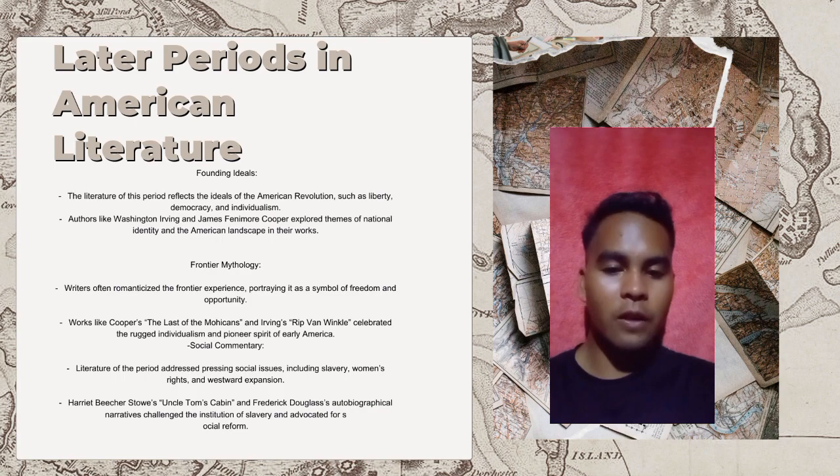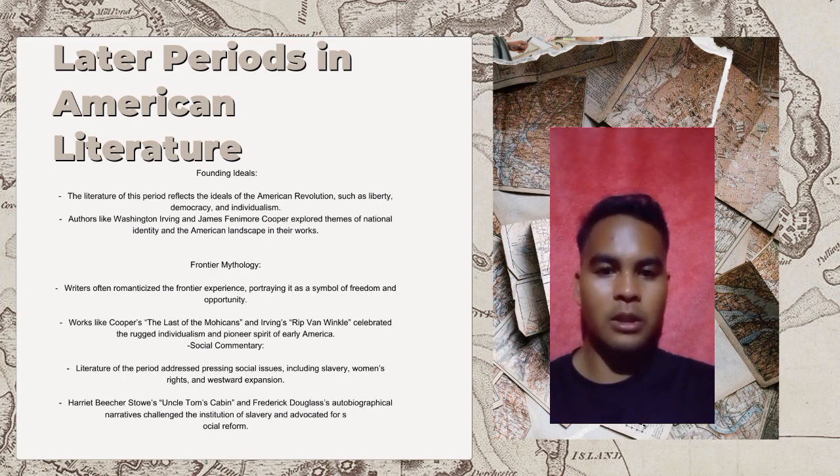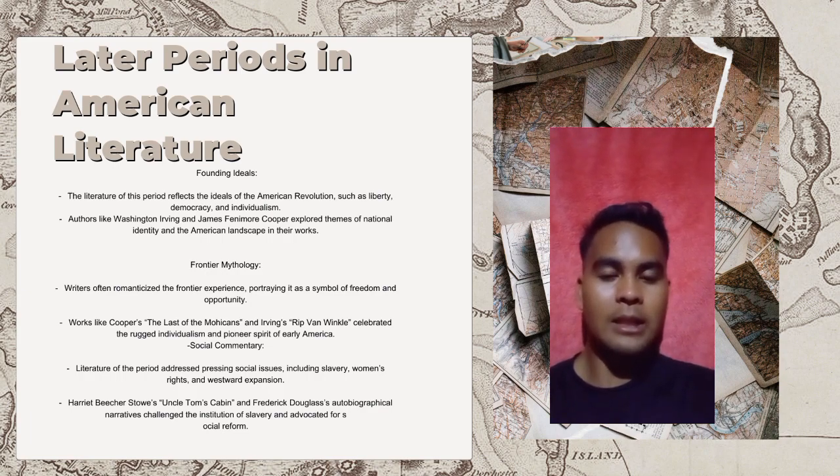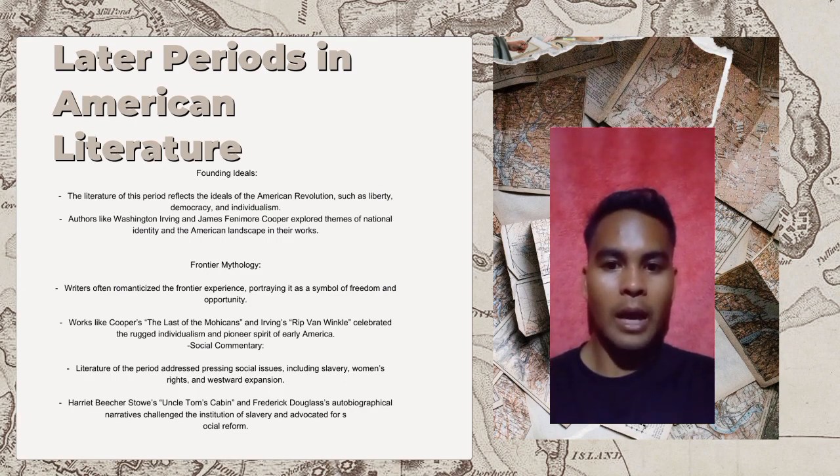Early American literature during this period often focused on the exploration of national identity, the frontier experience, and the search for a distinctive American literary voice. Washington Irving's The Legend of Sleepy Hollow and James Fenimore Cooper's The Last of the Mohicans are examples of literature from this period that celebrated the American landscape and mythology while grappling with questions of identity and belonging.